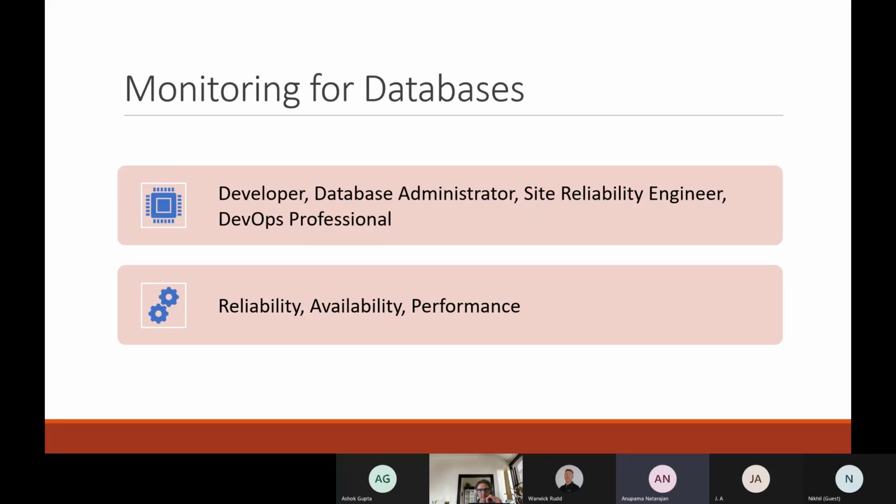And of course, if you want some sort of sophisticated functionalities, then you can start looking at evaluating third-party tools and stuff. And why do we need monitoring?